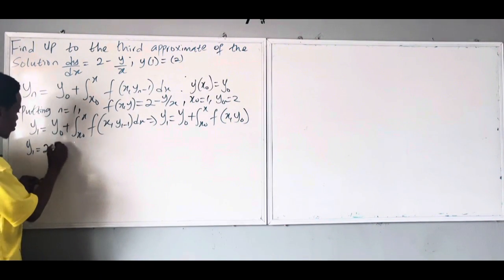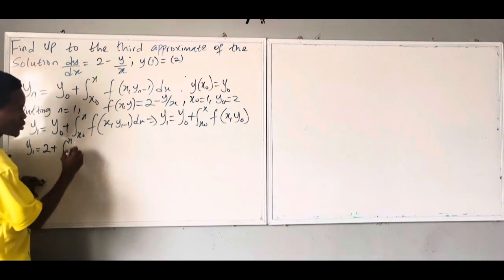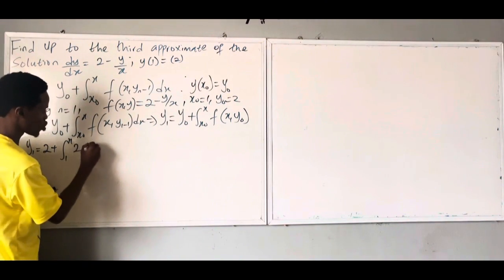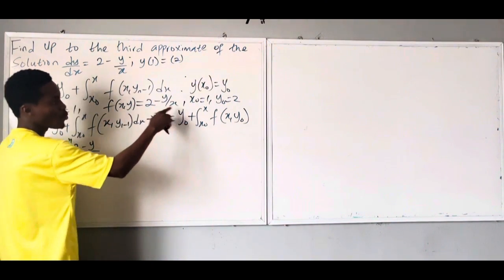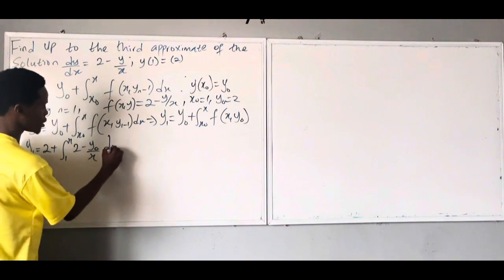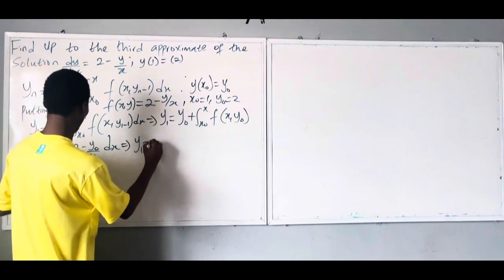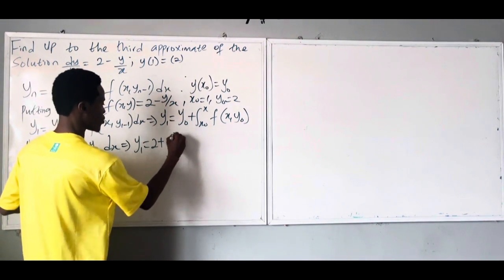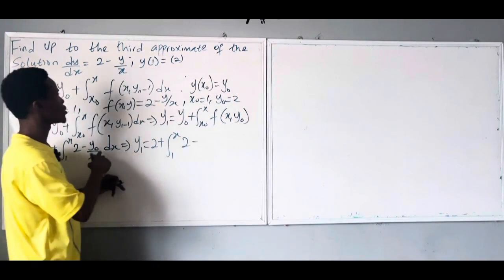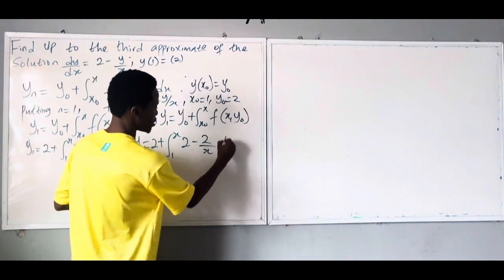Then what do we have next? Plus the integral from s naught to x, our s naught is 1, of f of x, y naught. So our f of x, y is 2 minus y over x. But we have y as y naught, so I'm going to have y naught, then ds. So y1 is equal to 2 plus the integral from 1 to x of 2 minus y naught over x. What is my y naught here? My y naught already is 2. That is 2 all over x ds.